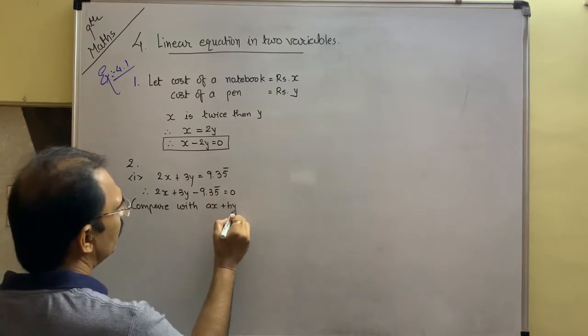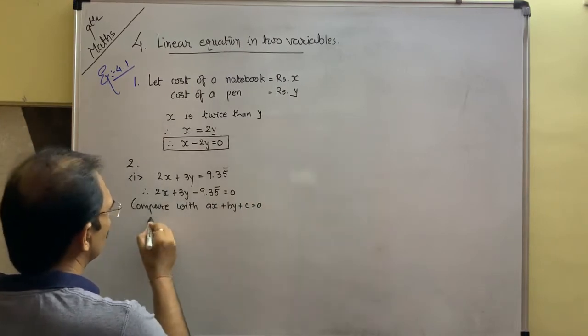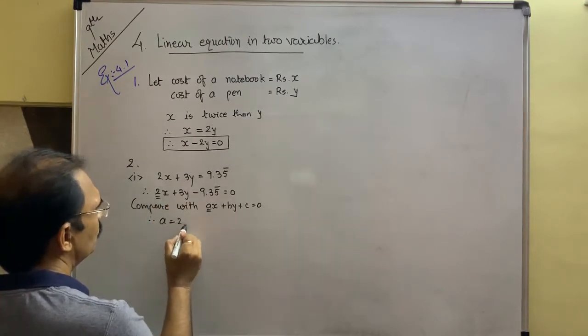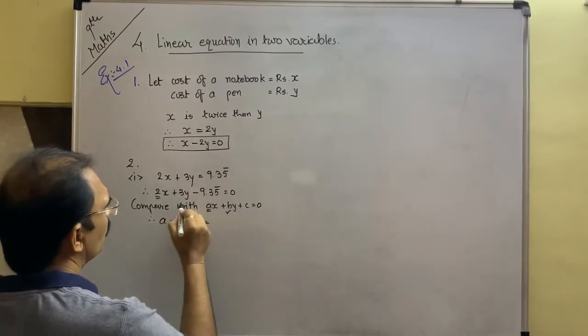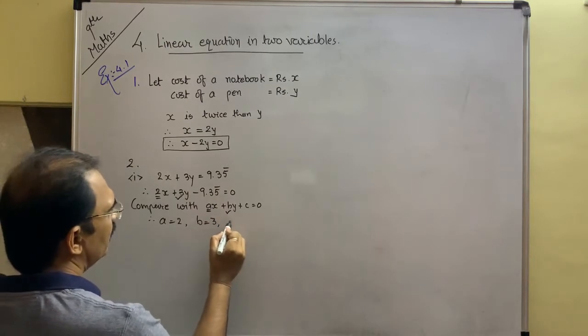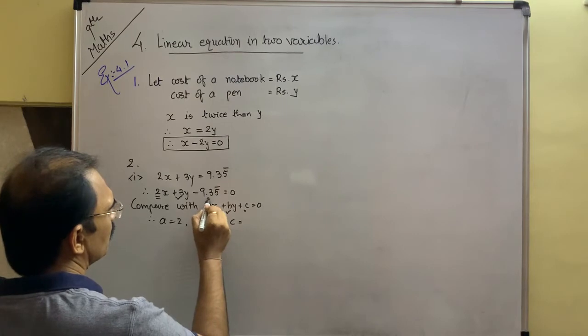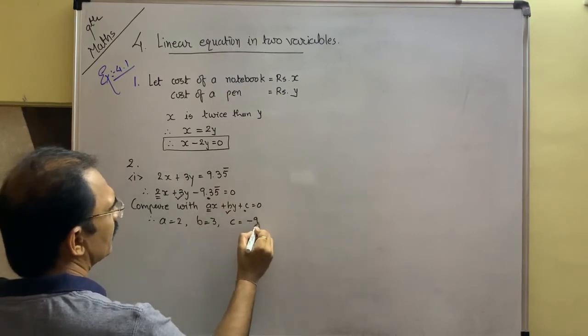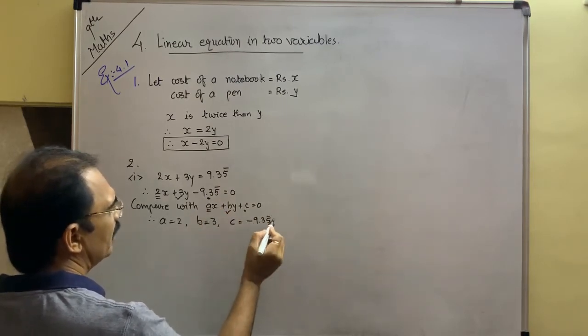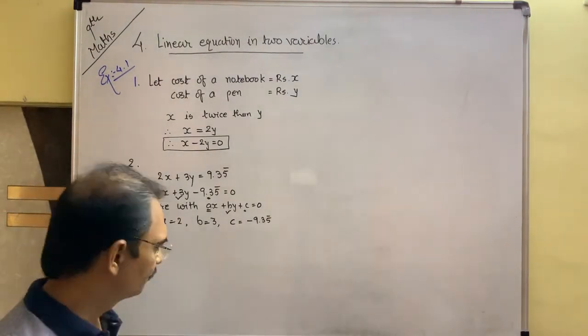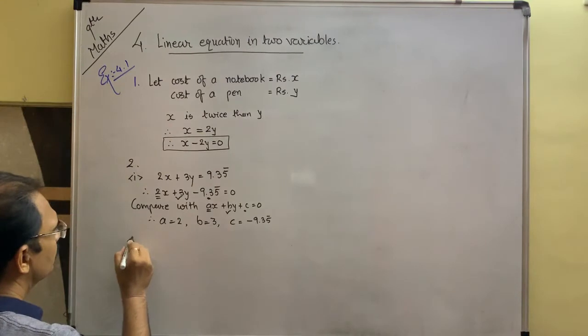After converting into standard form, compare with the standard form ax plus by plus c equals 0. It means a equals the coefficient of x, that is 2. b equals the coefficient of y, that is 3. And c is the constant term, minus 9.35 bar. With sign you have to write a, b and c, which is very easy. Now second number.